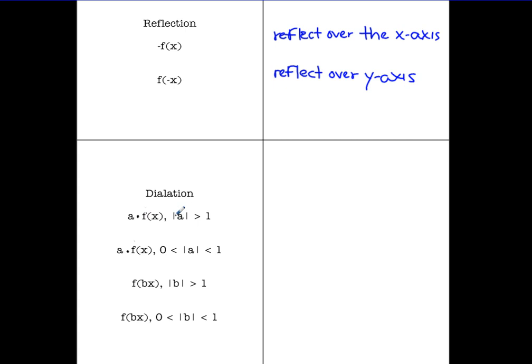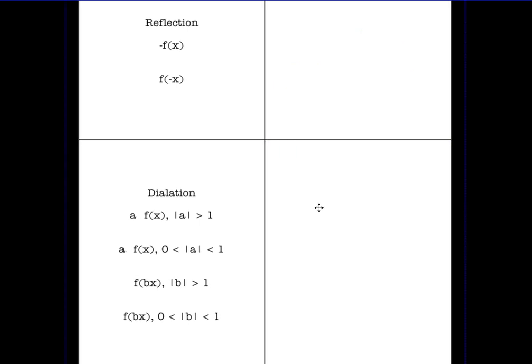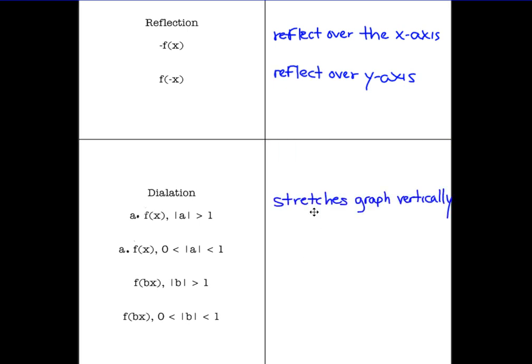A times f of x, if the absolute value of a is bigger than 1, it stretches the graph vertically. If a is outside, every point gets stretched higher or lower. If a is a decimal, if it's between 0 and 1, you compress the graph vertically. You shrink it.